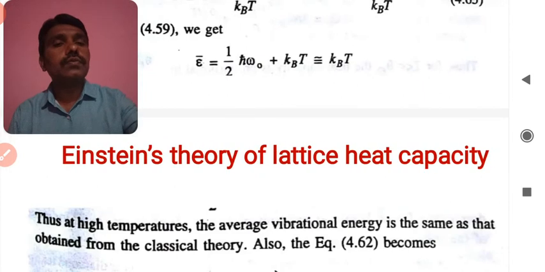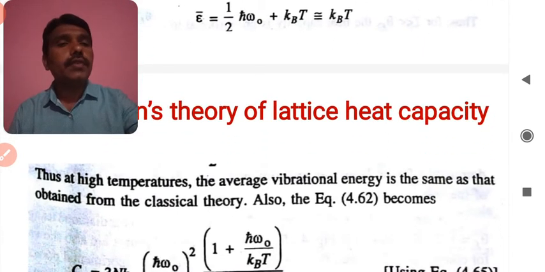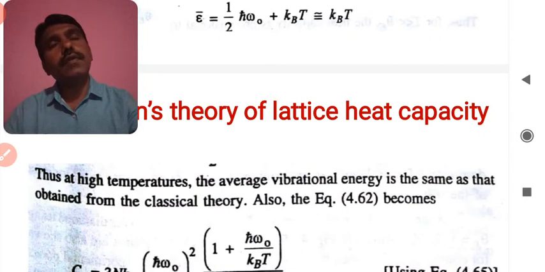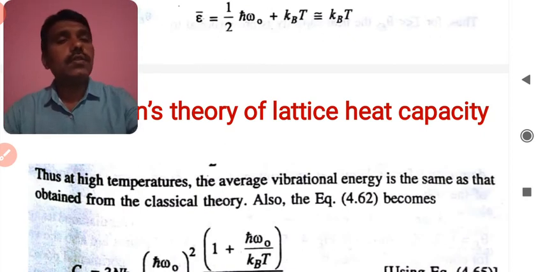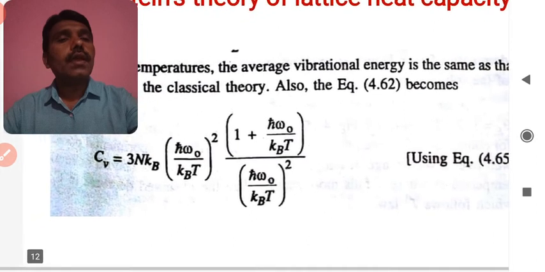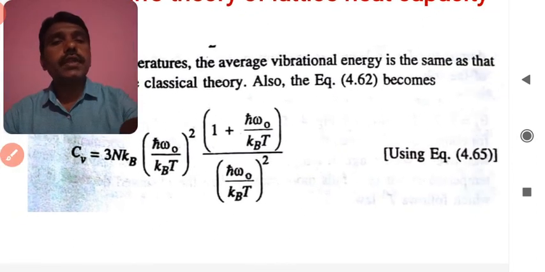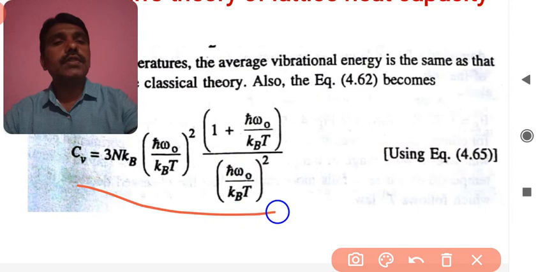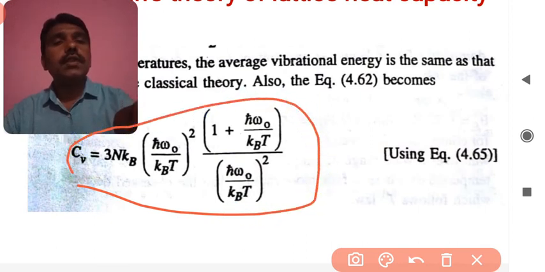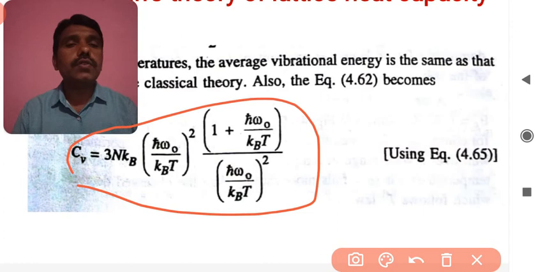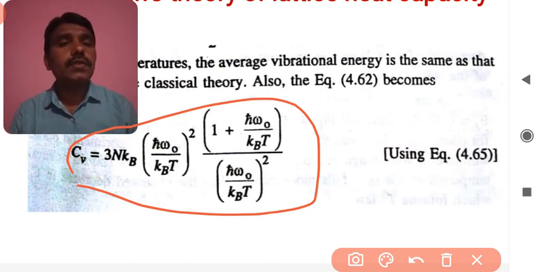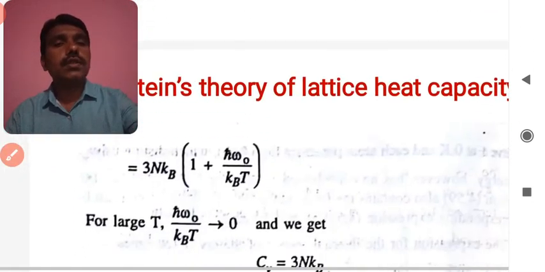So at higher temperature the average vibrational energy is the same as that obtained in the classical theory. So the average energy, half and half, comes as total kbt, just as obtained according to the classical theory. And the relationship specified at constant volume is nothing but given as CV equal to 3n kb (h cross omega 0 by kbt) whole square into exponential of h cross omega 0 by kbt divided by (exponential of h cross omega 0 by kbt minus 1) whole square. This is what the new relation is specified at the constant volume.